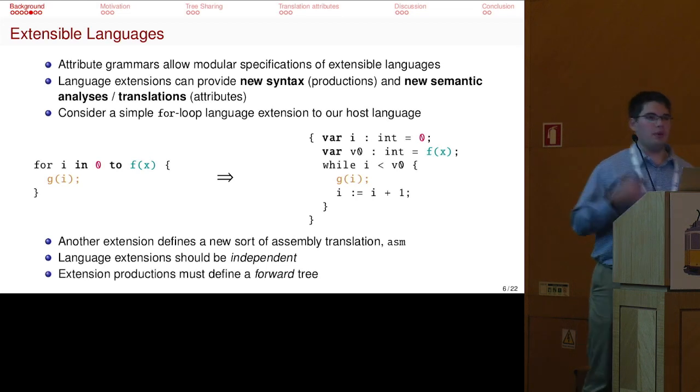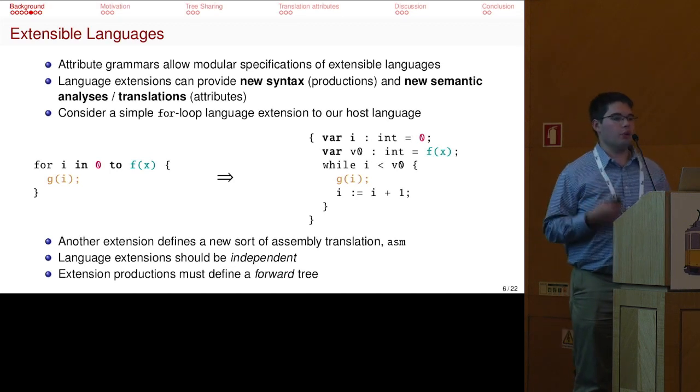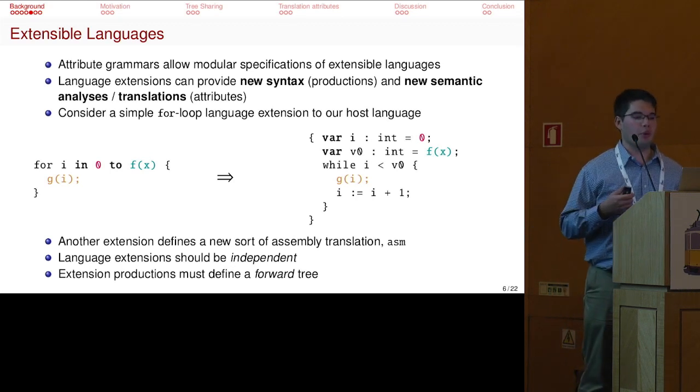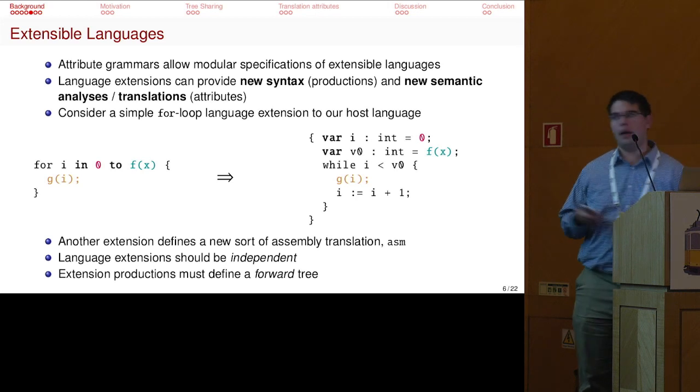So the solution that we've come up with to this is that all new extension productions need to define a forward tree on which independently defined attributes can be computed.